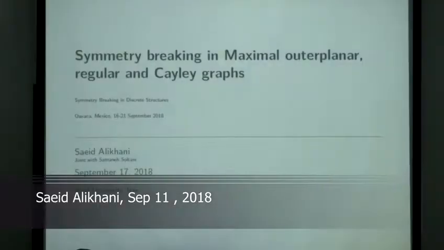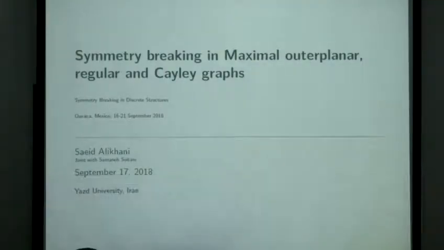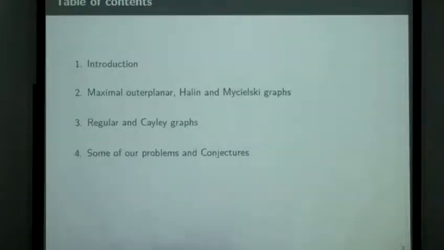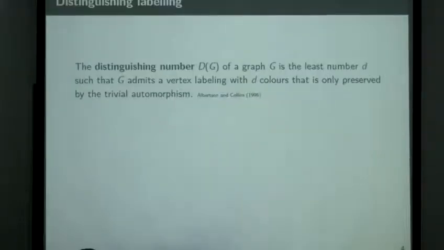I would like to present something about the symmetry breaking of maximal outer planar graphs, regular graphs, and Cayley graphs. As all of you know, the distinguishing number, denoted by D(G), is the least number d such that G admits a vertex coloring that is only preserved by the trivial automorphism.